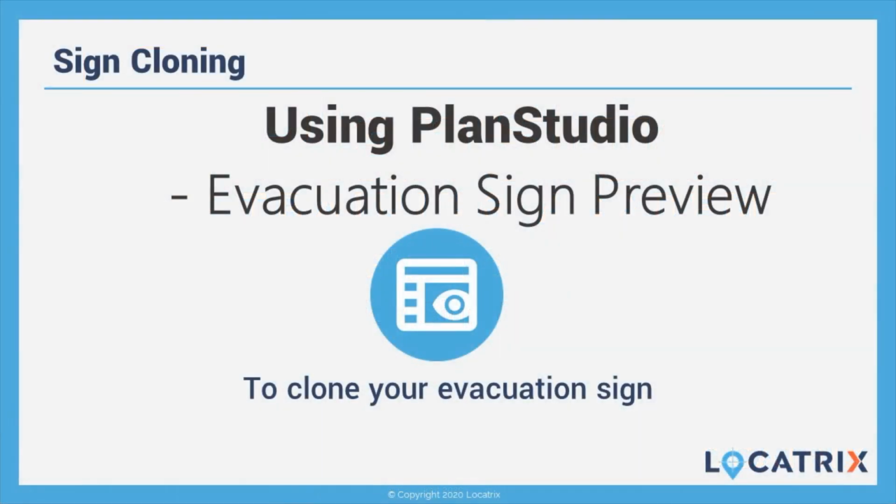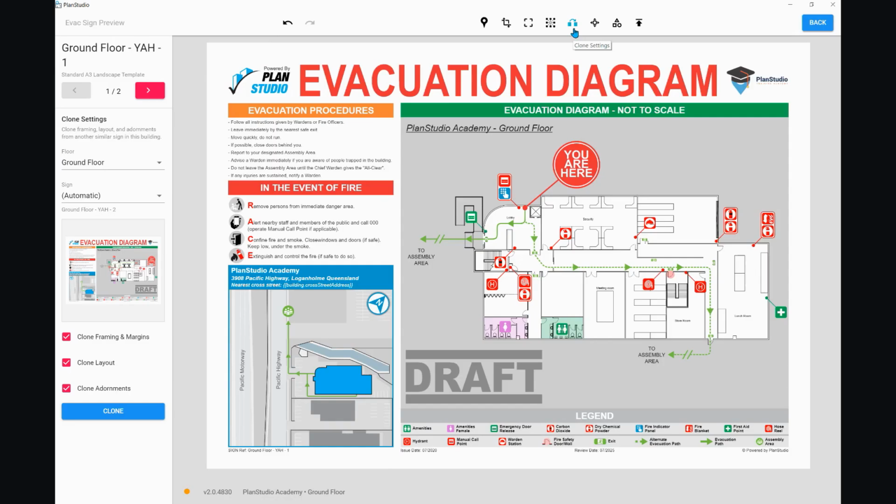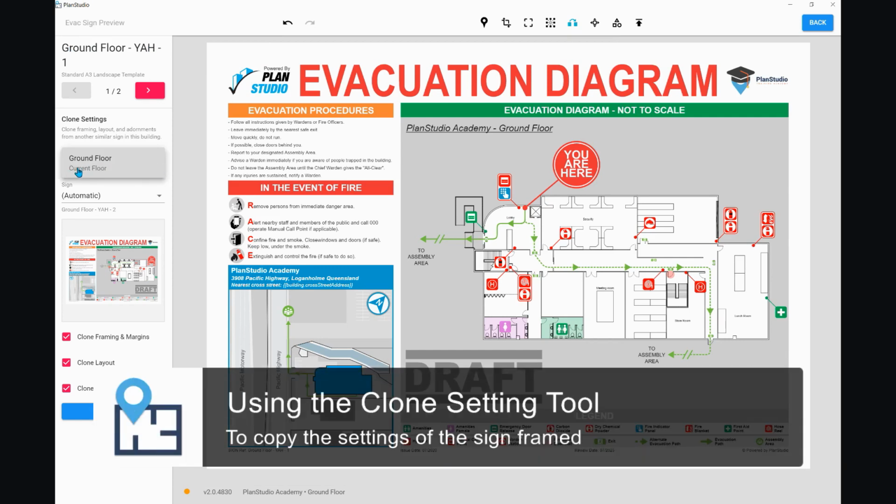Clone settings. Clone settings is used to copy the configuration of a sign you have already framed and apply it to another sign. This is useful for multi-story buildings that may have signs placed in the same location on each floor. Once you have laid out a sign you want to clone, you can select the floor you want to clone a sign from, and then pick the specific sign you want to copy. Leaving this in automatic will let the software pick the best sign to clone from.